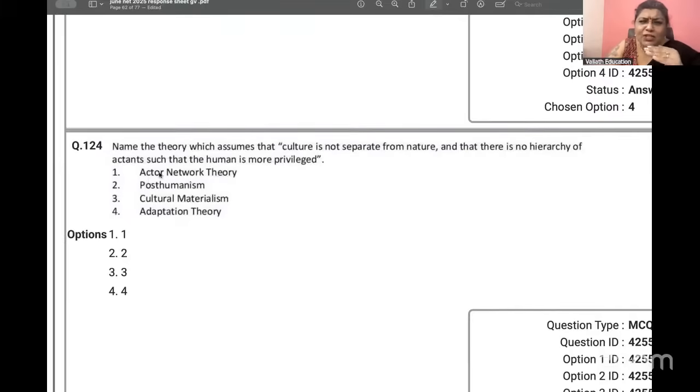Think simple, think normal. Don't think too much. Culture and nature are all the same. That posthumanism didn't say. The posthumanism is the opposite. Cultural materialism is not about it. Adaptation theory is totally wrong. It must be actor network theory, you should think.